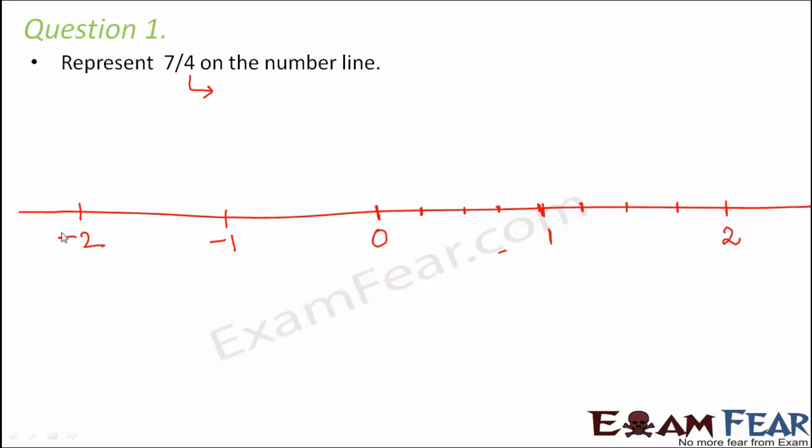Now, why we are not doing it on the other side is that this is a positive rational number, so it will obviously exist somewhere on this side. So now what would be this first point? It is one part out of four parts. So this will be 1 by 4. This is 2 by 4. This is 3 by 4. This 1 is nothing but 4 by 4. This is 5 by 4. This is 6 by 4. This is 7 by 4. And this 2 is again nothing but 8 by 4. So where is 7 by 4 here? This is how we locate or represent 7 by 4 on the number line.